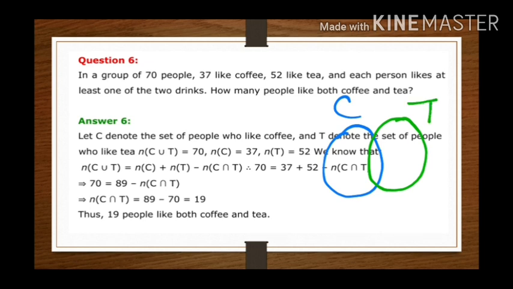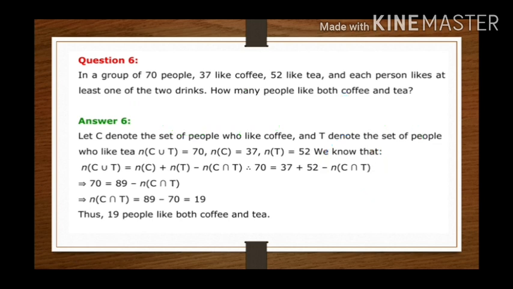Okay, now each person likes at least one of the drinks. That means each of these 70 people belongs to the C set or the T set or the intersection of them. Now how many people are there? 70. So you can write N of C union T is equal to 70.